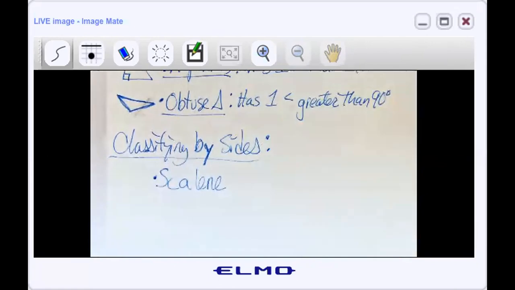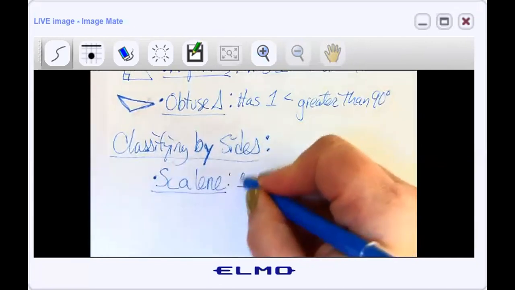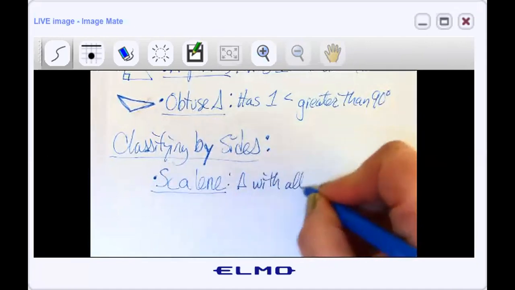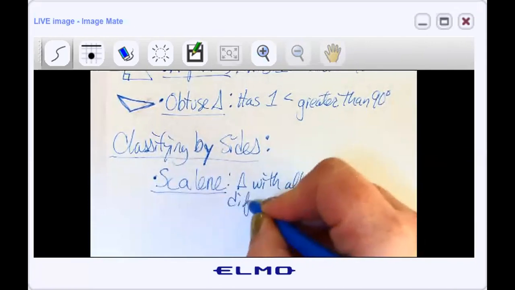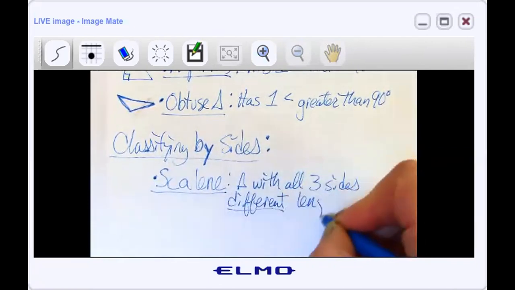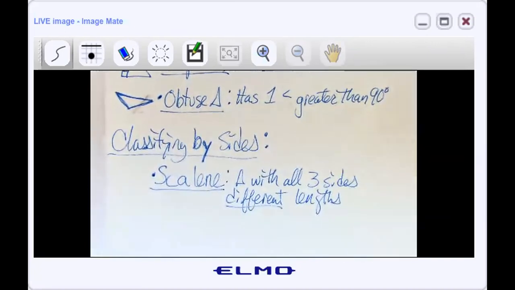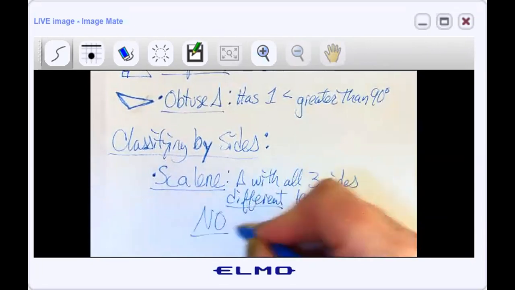Do you remember hearing that word from somewhere? Yes, scalene. Okay. This is a triangle with all three sides different lengths. So actually, I'm going to write no equal sides.